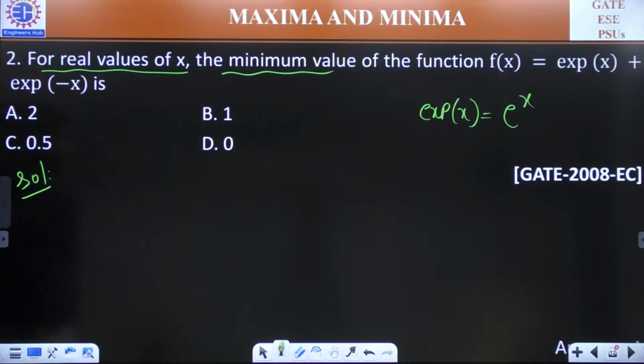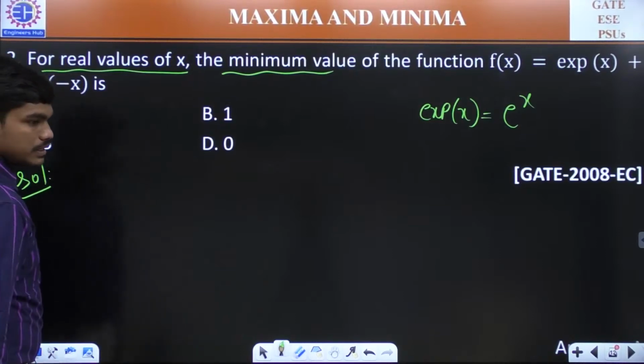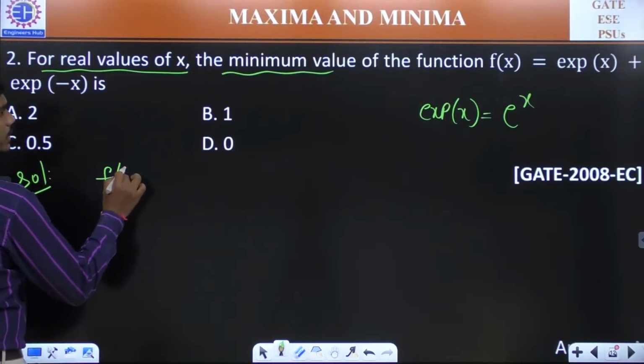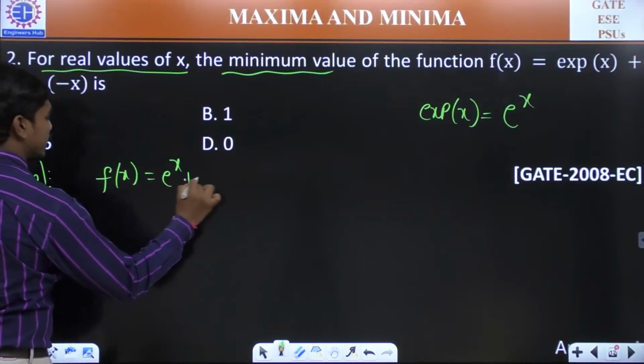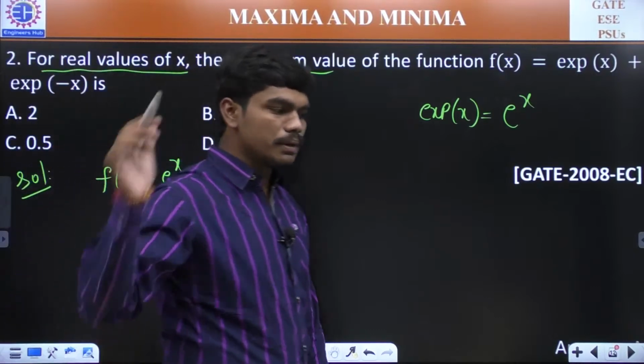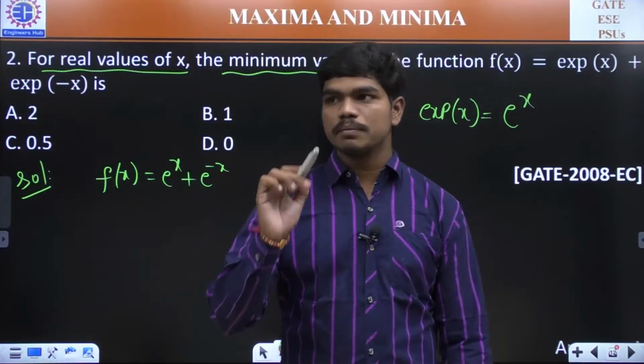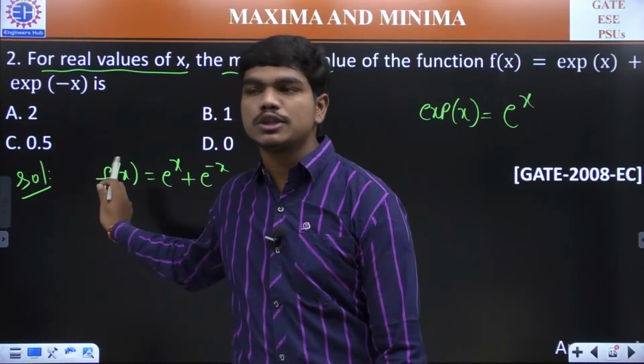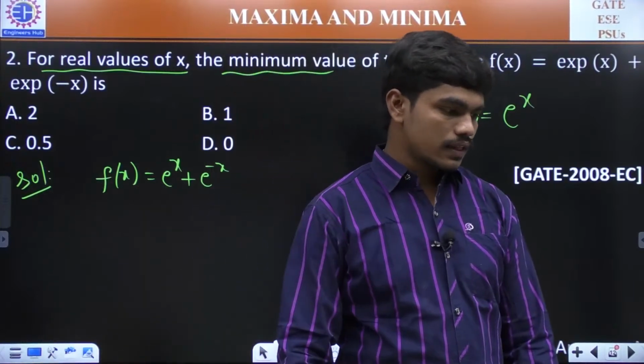Okay, so please try to solve this question. f of x is given as e power x plus e power minus x. So please try to solve this question. Find the minimum value of this function. Since I have given you the procedure for finding maxima and minima, please try to find the value of this.